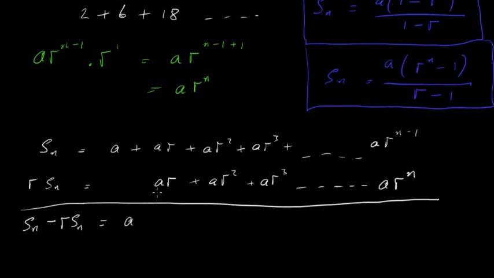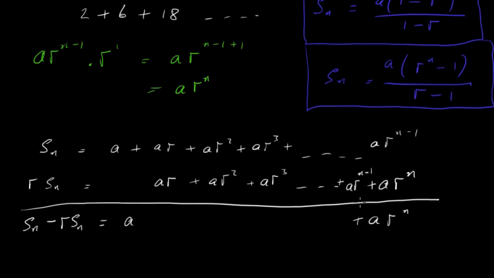This here and this here will cancel. This will cancel with this. This will cancel with this, all the way up along here. This one here will cancel with the one just previous to this. So in other words, here we should have plus ar to the power of n minus 1. So this here will cancel with this one here, and you're just left out here with plus ar to the power of n.